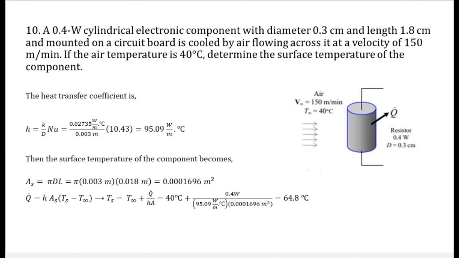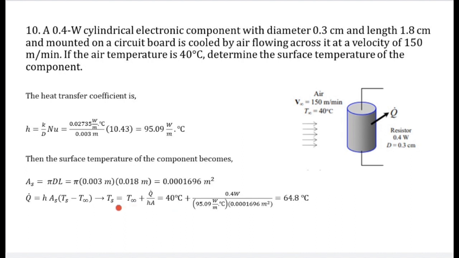Then the surface temperature of the component becomes like this. So first, we get the area of the cylinder, which is pi times the diameter times its length. Because these are given, let's just input the values in the equation. So we have here the area, 0.0001696 meters squared.